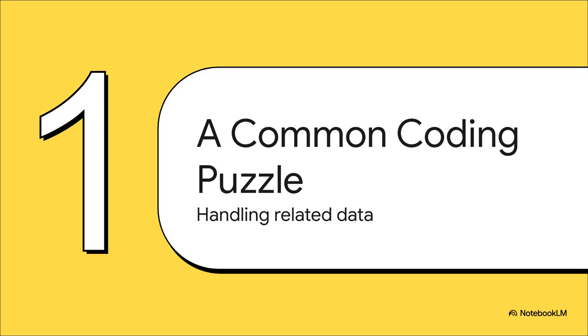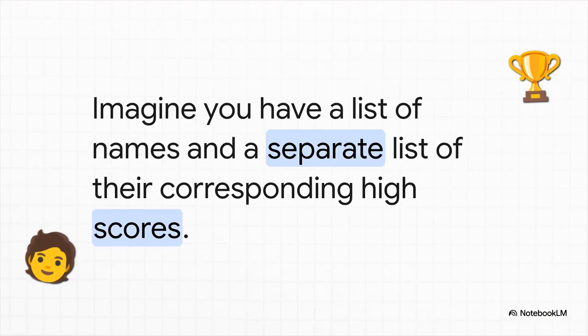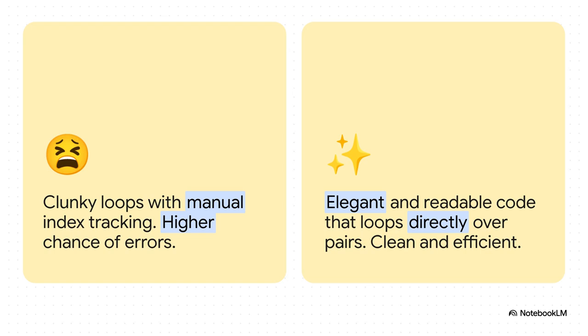Okay, so let's really set the scene here with a classic coding puzzle. How do we deal with these parallel sets of data? Just imagine you're working with some user data. You've got a list of names, and then another list with their high scores. And they line up, right? The first name goes with the first score, the second with the second. You get the idea.